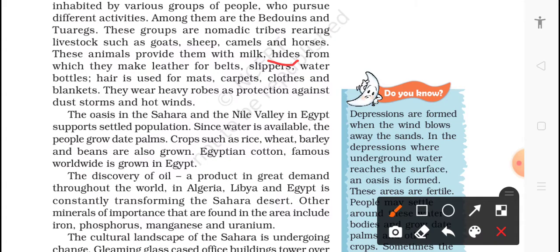The oases in the Sahara and the Nile Valley in Egypt support settled populations. Since water is available, the people grow date plums. Crops such as rye, wheat, barley, and beans are also grown. Egyptian cotton, famous worldwide, is grown in Egypt. The discovery of oil, a product in great demand throughout the world, in Algeria, Libya, and Egypt is constantly transforming the Sahara Desert. Other minerals of importance that are found in the area include iron, phosphorus, magnesium, and uranium.